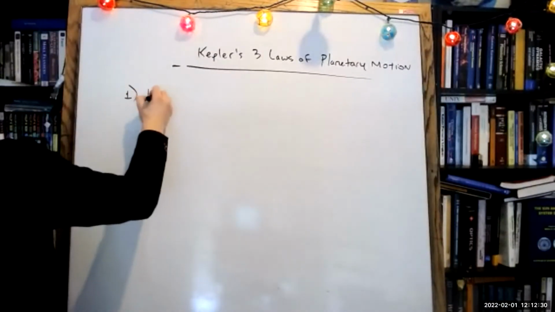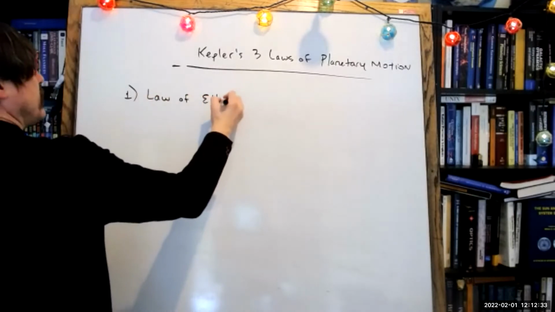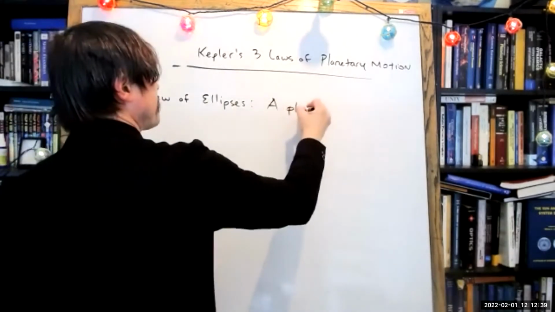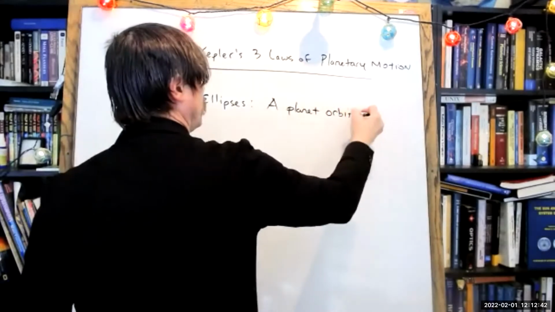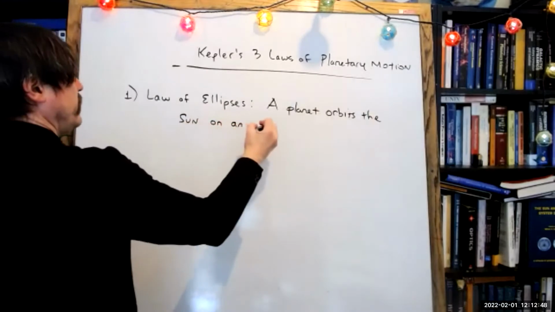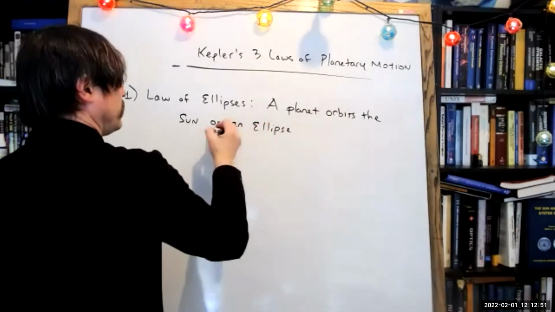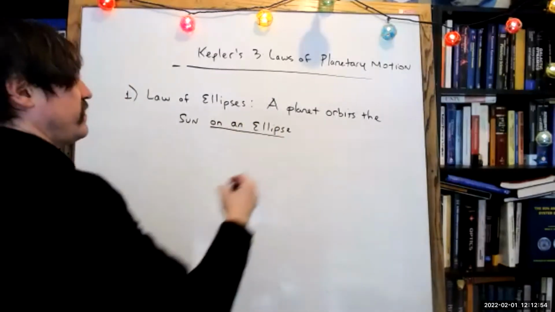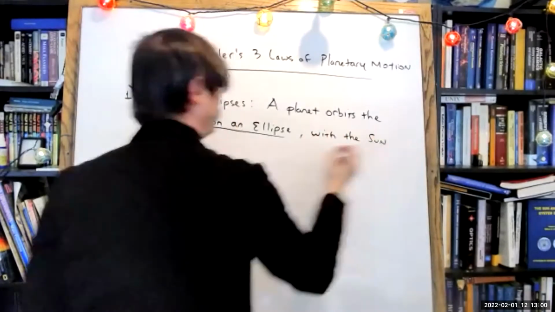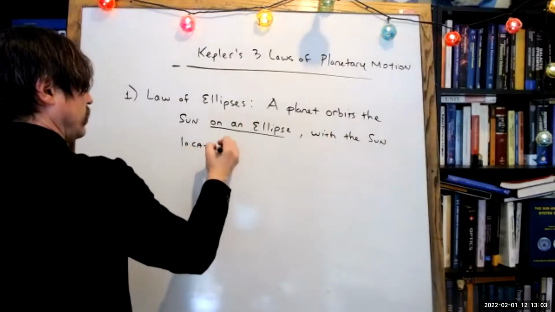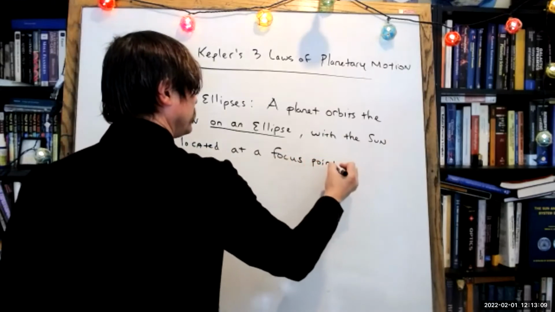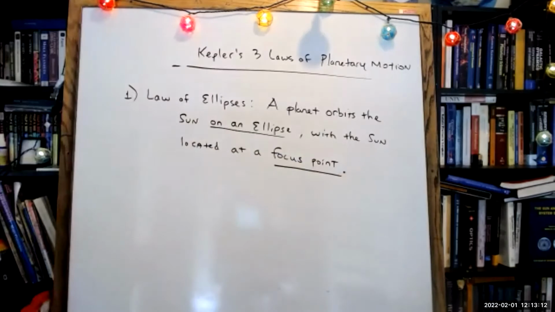The first law is called the law of ellipses. The law of ellipses states a planet orbits the sun on an ellipse. That's the first part that matters. And the second part is, with the sun located at a focus point. That's the second part that matters.